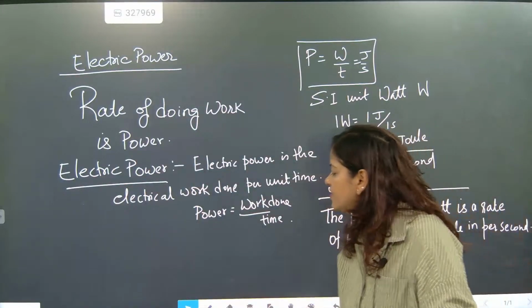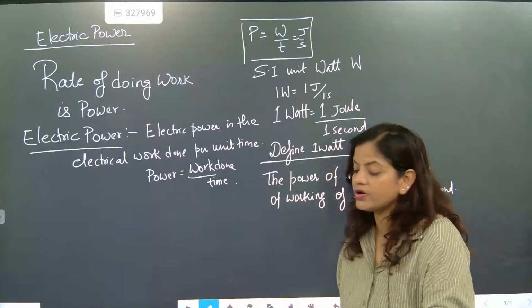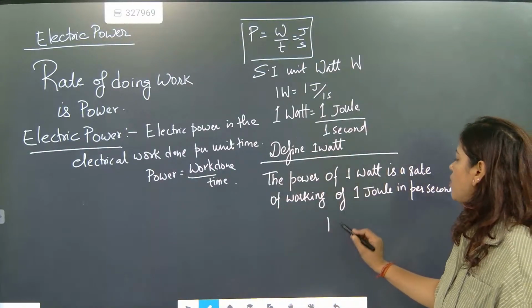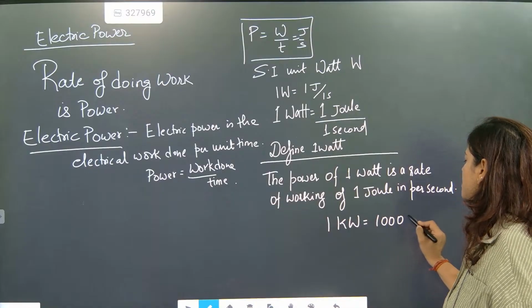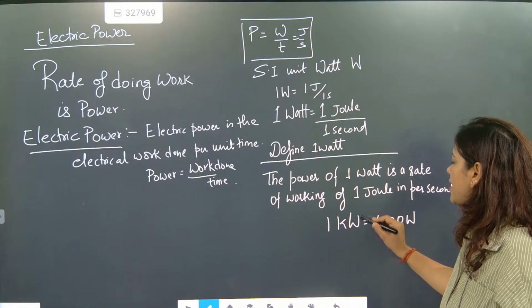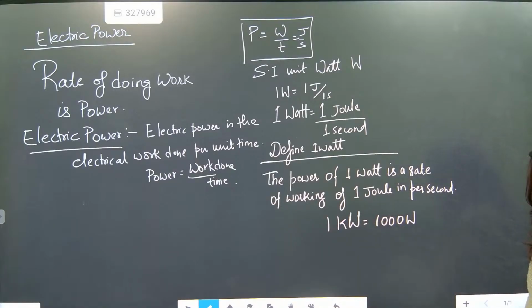So this we have understood about the power. One section we have understood. So now 1 watt, 1 kilowatt. How much will it become? If somebody says 1 kilowatt is equal to 1000 watt. Note down 1 kilowatt: k will be small, W will be capital. So 1 kilowatt is equal to 1000 watt.